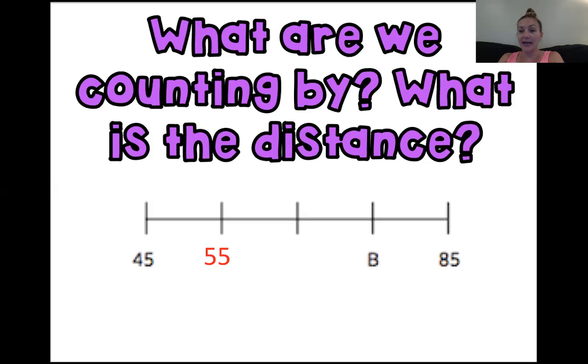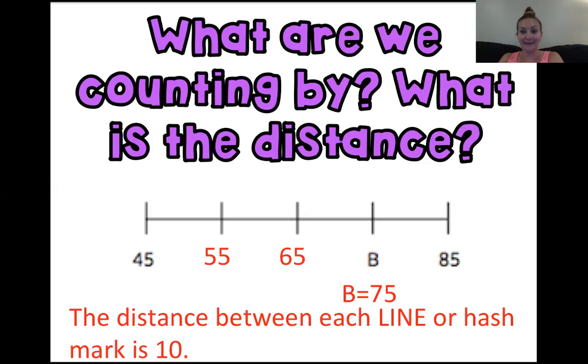What if we try 10? 55, 65. That would make B 75, and the last one, 85. So the distance here between each one of the lines is 10.